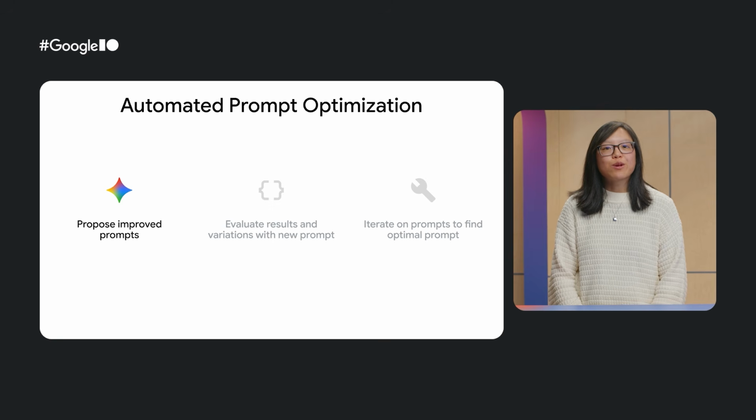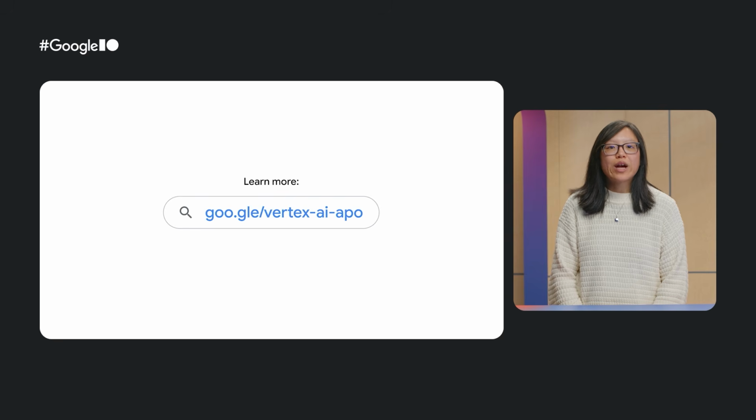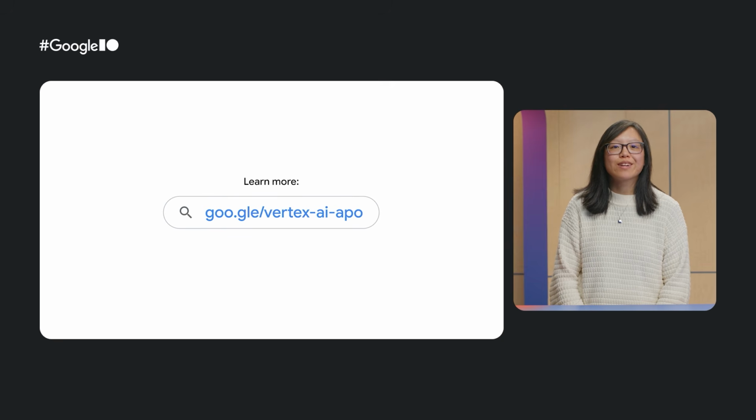Using server-side models such as Gemini Pro and Flash, it proposes improved prompts, uses datasets and evaluation metrics you provide to measure variations in results, and finds the best prompt for your specific use case. To try out an early version of APO, check out the official documentation on Vertex AI.